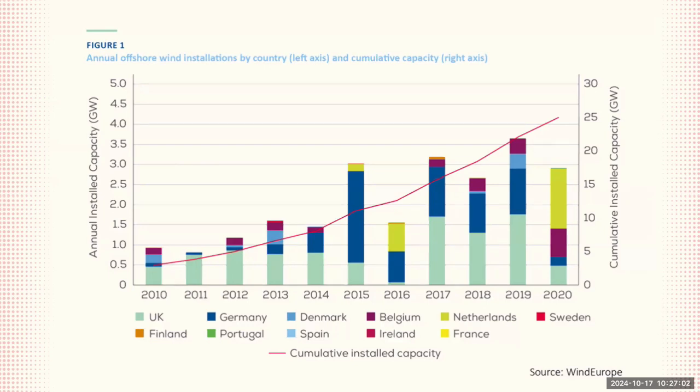So the United Kingdom consistently leads in offshore wind installations, followed by Germany and other European countries like Denmark and Belgium. Noticeable spikes occur in 2015, 2017, and 2019, where significant offshore wind capacity was added, particularly by the UK and Germany. The cumulative capacity, marked by the red line, steadily increased year on year, reaching over 25 gigawatts by 2020. This demonstrates the rapid growth and large-scale deployment of offshore wind power across Europe. So this growth reflects Europe's leadership in offshore wind energy development, with ongoing investments helping to drive renewable energy capacity across the continent.